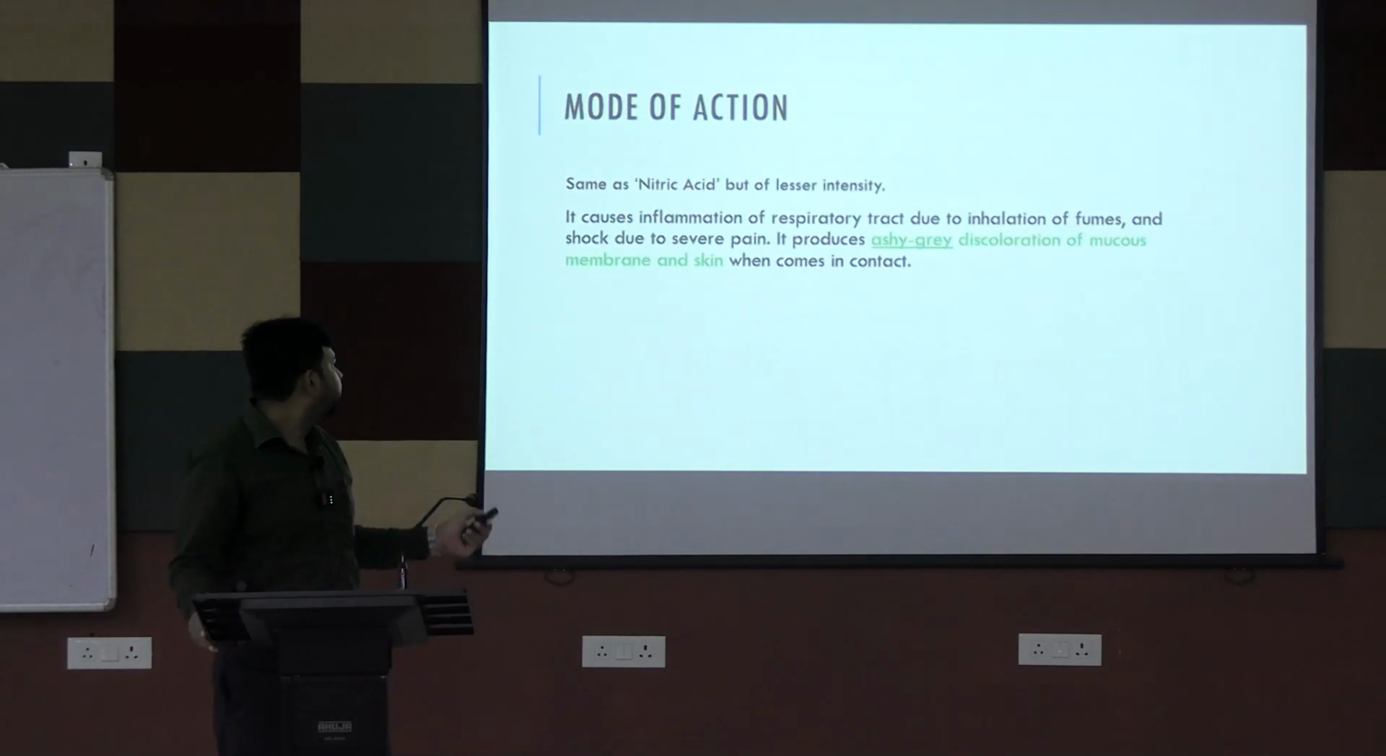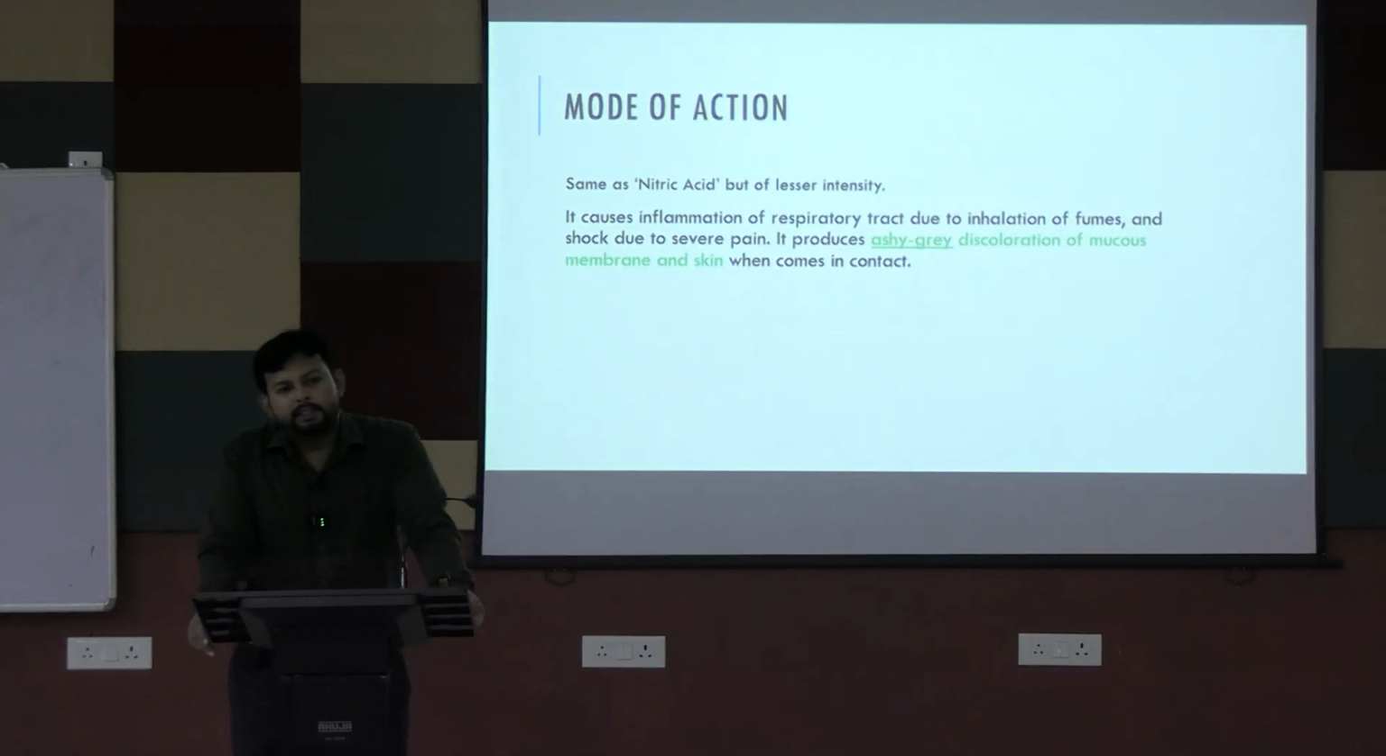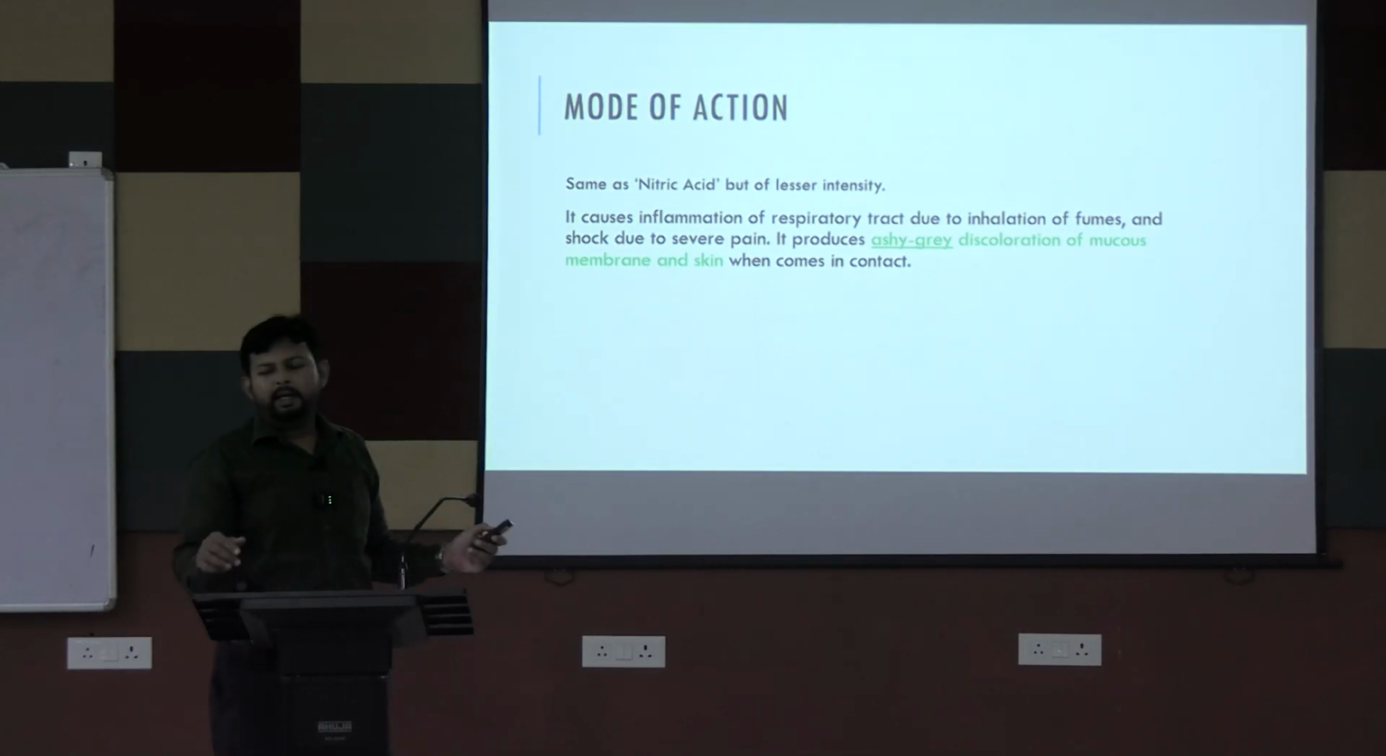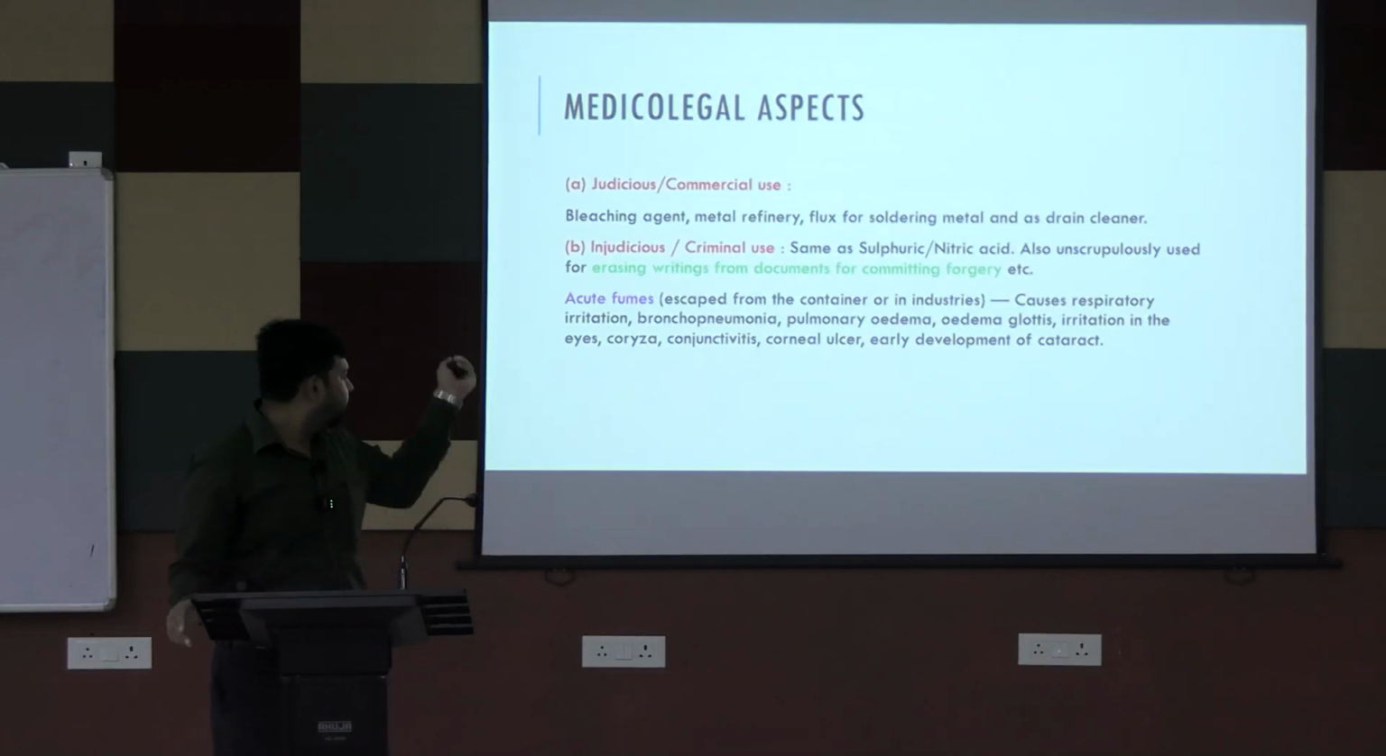Mode of action is more or less the same: locally acting, corrosive. The main thing is ashy gray discoloration. What is the differentiating feature? A little bit is here: it produces an ashy gray discoloration of the mucous membrane and skin when it comes in contact. That is a bit different; otherwise it is almost the same. And as it is fuming, it will cause respiratory problems: irritation of the respiratory mucosa, cough, pulmonary edema. We'll discuss this in acute fumes.